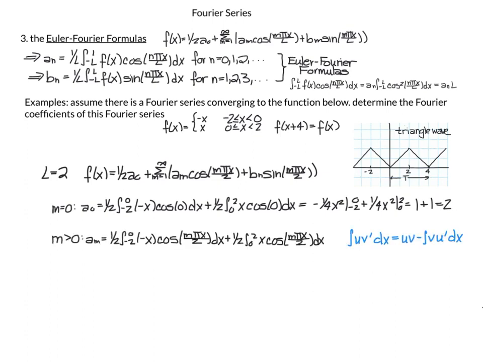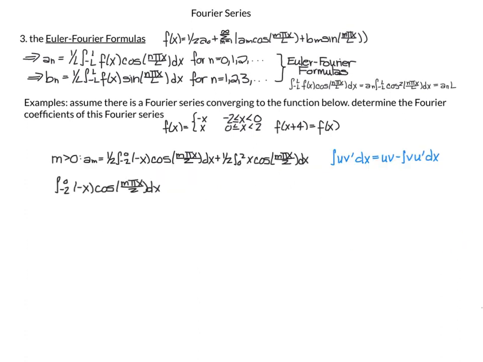Now for m greater than 0, we have our formula: a sub m is equal to 1/2 integral from negative 2 to 0 of f of x, negative x, cosine of m pi x over 2 dx, plus 1/2 times our other part of the formula, 0 to 2 of x cosine of m pi x over 2 dx. And we're going to integrate this using integration by parts. Because the integrals are a little bit long, I'm going to separate my work.